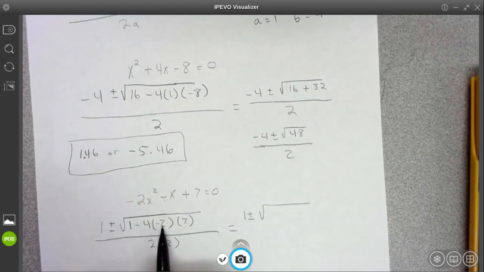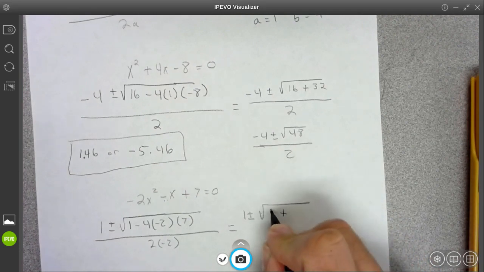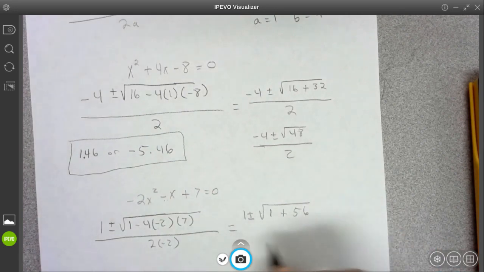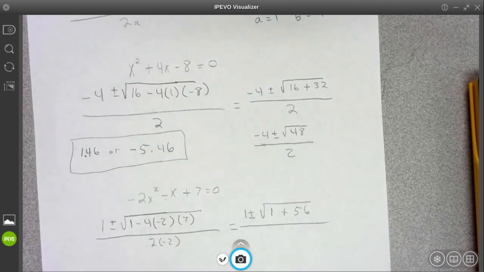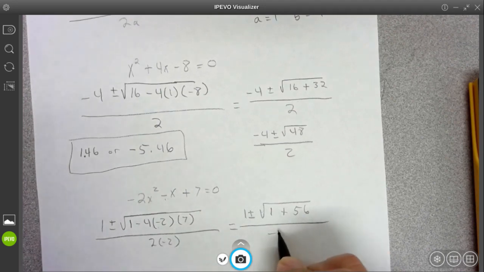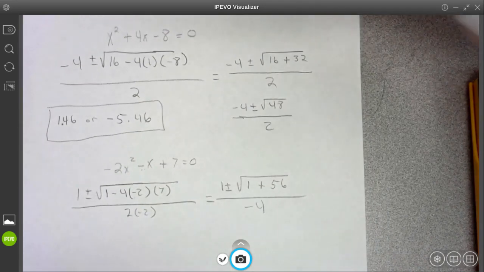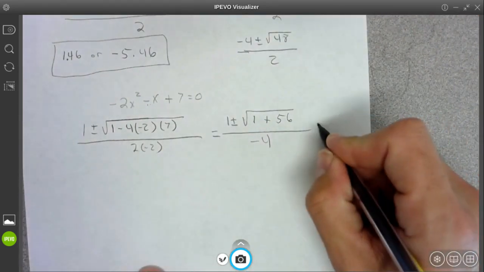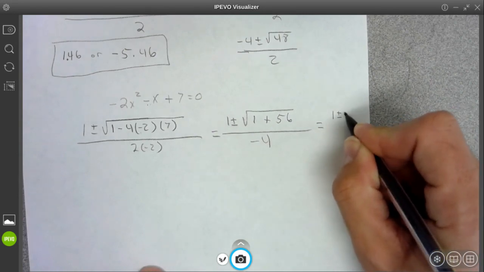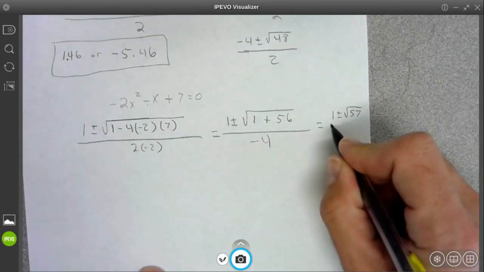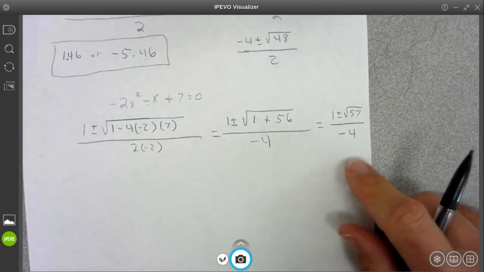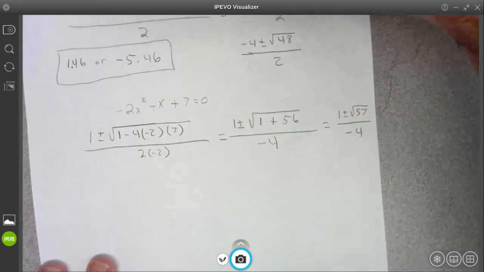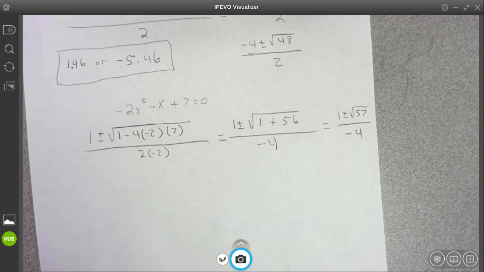We've got 2 negatives again, so this is going to be a plus sign. 1 plus 8. 8 times 7 is 56. And then -4 on the bottom, 2 times -2. All right, so this is going to be 1 plus or minus the square root of 57 over -4. And yeah, this right here, 57 will not simplify.